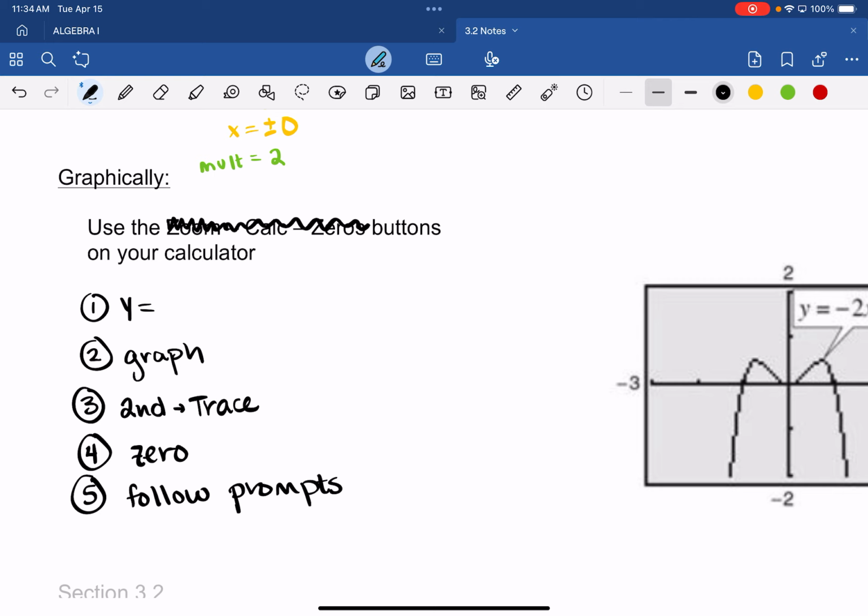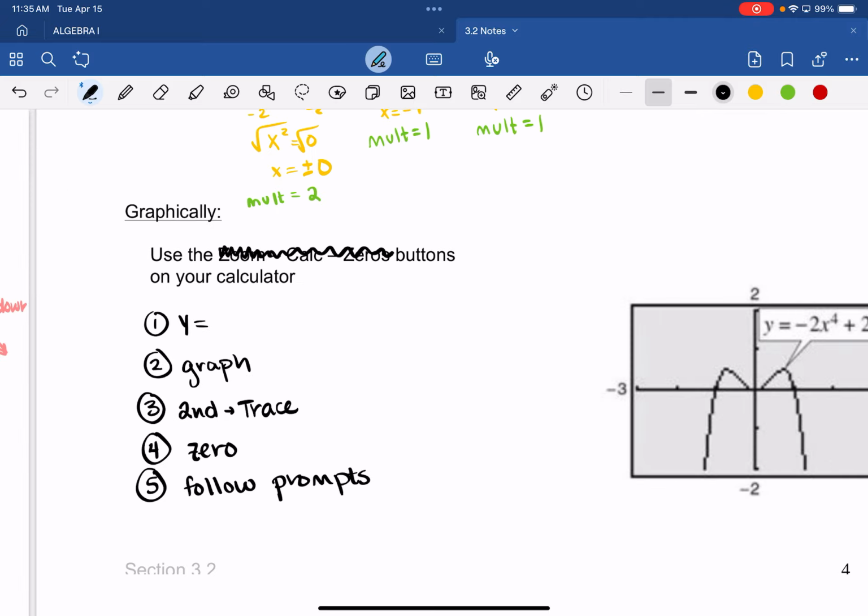Where's follow prompt? Follow. So there is no follow prompt. Did you go to zeros, second trace, and go down to zeros? Hit enter. See how it says left bound? That's where you're going. Does everyone have the steps down so I can move away and you can practice this later? I do. Okay.